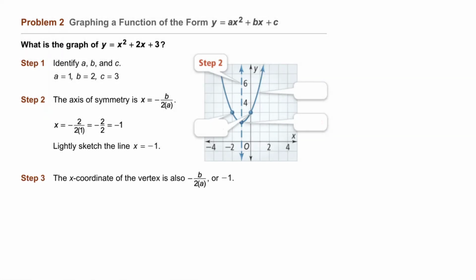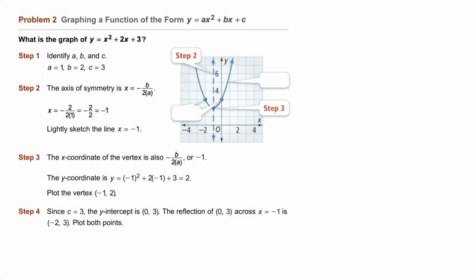Step 3, the x-coordinate of the vertex is also negative b over 2a, or negative 1. So we can find the y-coordinate of the vertex by substituting the x-coordinate, negative 1, into our function. So the y-coordinate is y equals negative 1 squared plus 2 times negative 1 plus 3, and that's 2. So we can plot the vertex at the ordered pair negative 1, 2.